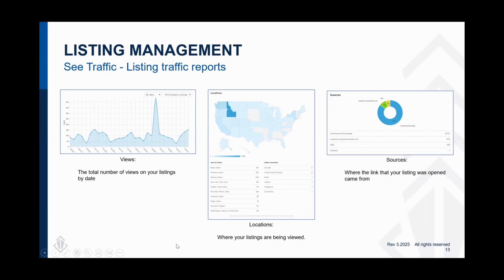This here are the different listing traffic reports. You've got views, which is just the total number of views on your listing based on the date. Locations are where your listing's being viewed, so that's just going to be where the IP address is associated with where your listings are being opened or coming from. And then sources are just different website links that they can be opened from.